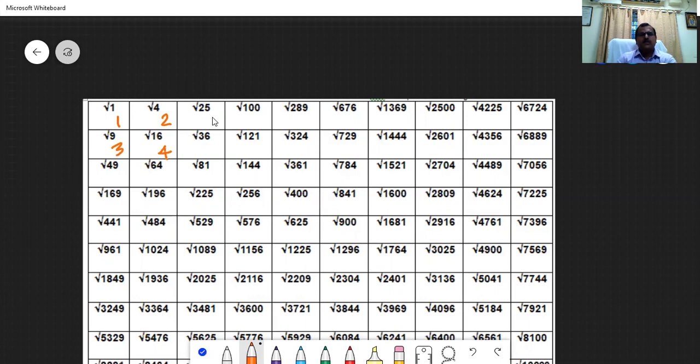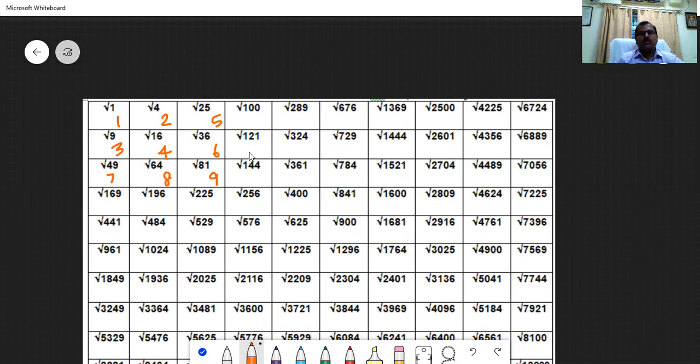Root 25? Root 30? Yes, you can put your answer. Root 36? And root 49? Root 64? Root 81? Yes, this is a single digit. The answer is a single digit. These are the perfect square numbers.